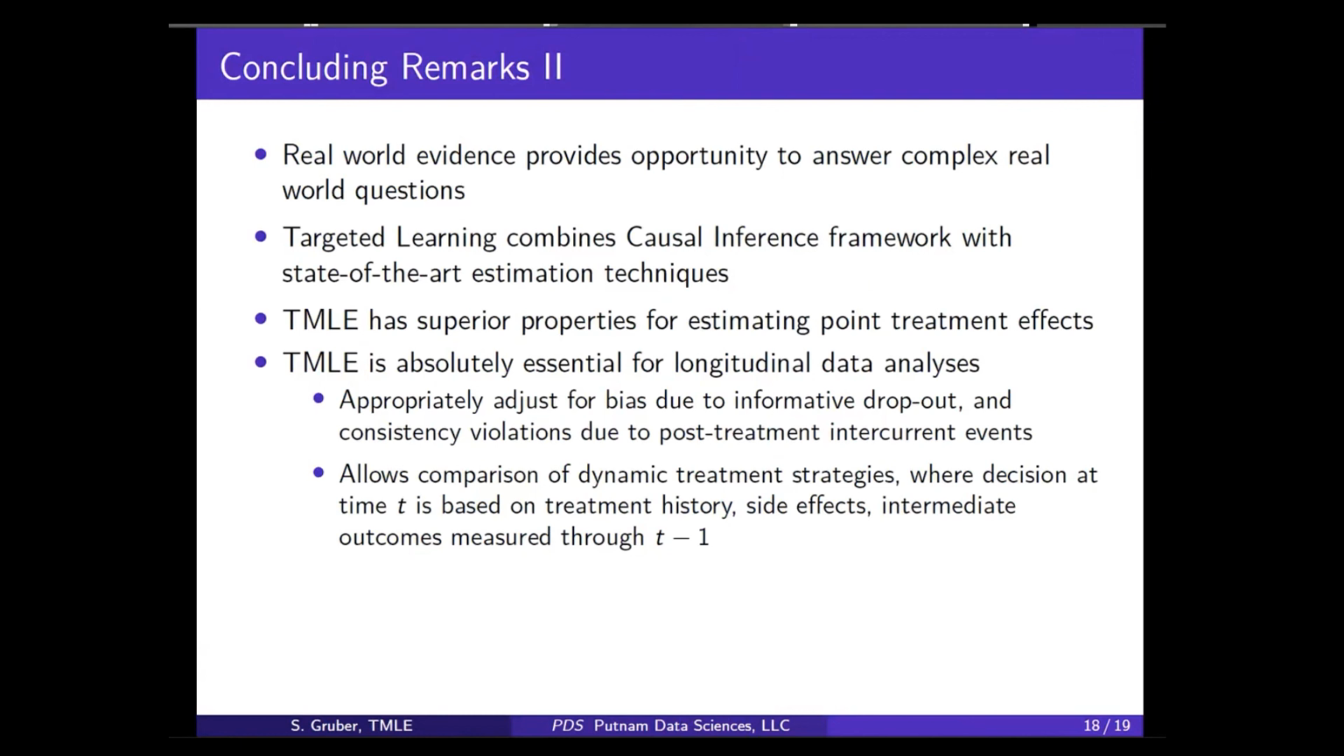But what I want to say, even though I didn't talk about it today, is that it's actually essential, in my view, for longitudinal data analyses. It's going to help you appropriately adjust for bias due to informative dropout, and also for those consistency violations due to post-treatment intercurrent events. And what we're going to do with those consistency violations is really just say, we don't see the right outcome, so we're going to think of it as that outcome is missing, but we're going to be able to re-weight. As long as we have the reasons for the dropout, we'll be able to re-weight to get us back to that full data where we should be.